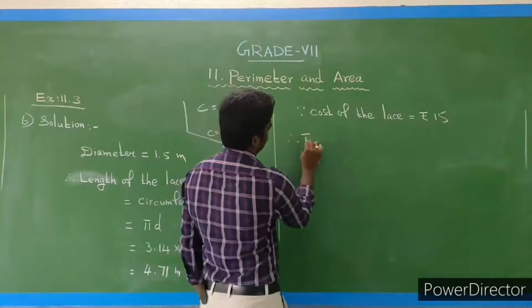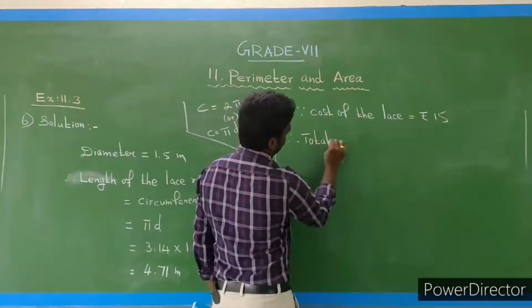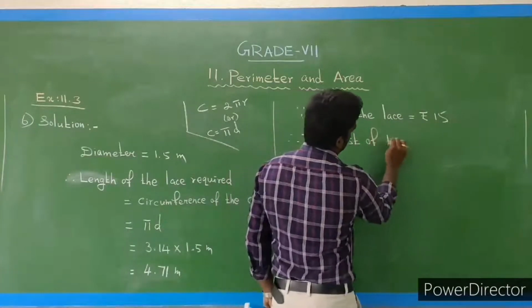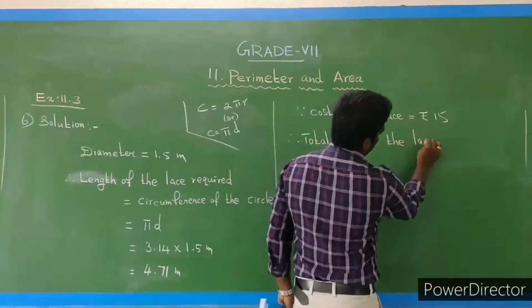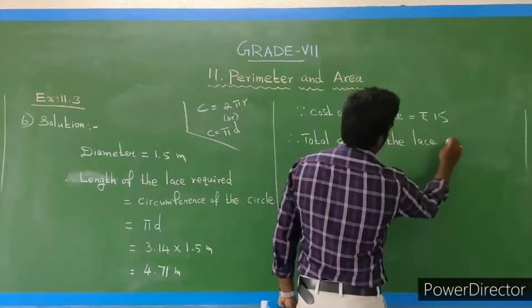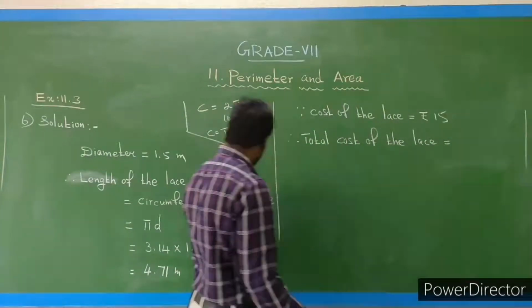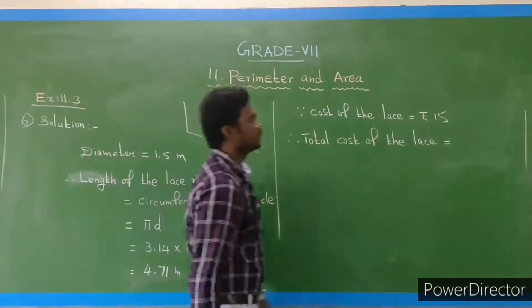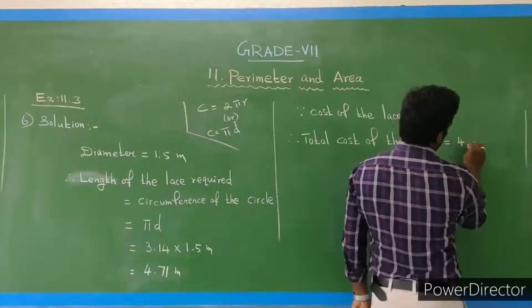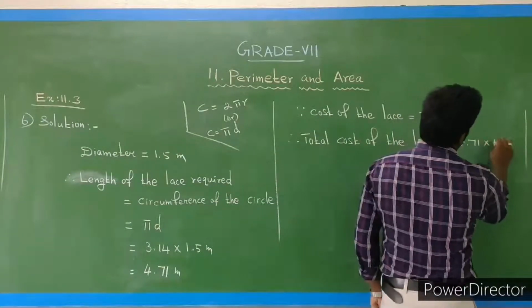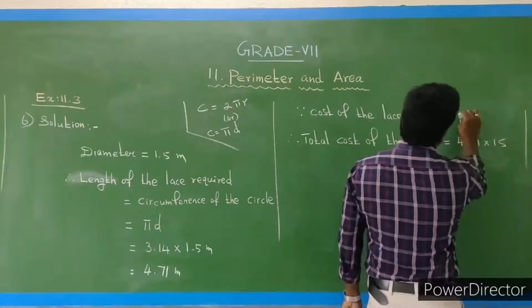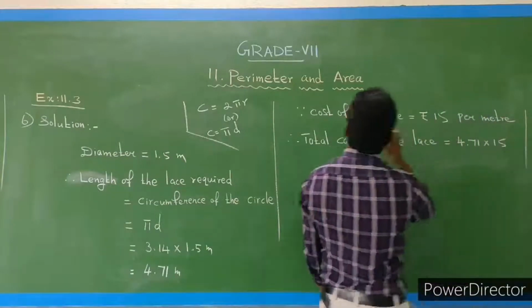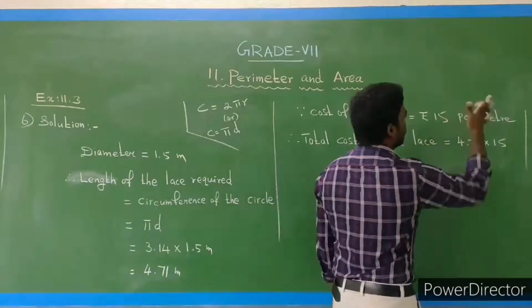Therefore, total cost of the lace is equal to, what is the total cost of the lace? We have to multiply 4.71 into what is that? 15. 4.71 into 15. So this is per meter. Cost of the lace is equal to rupees 15 per meter.